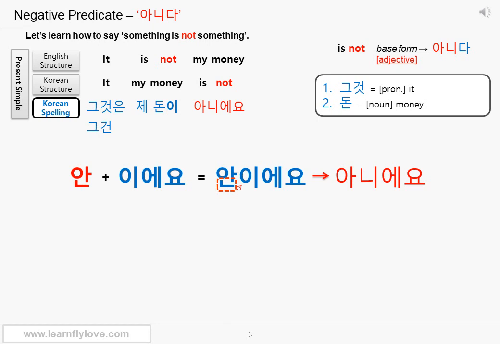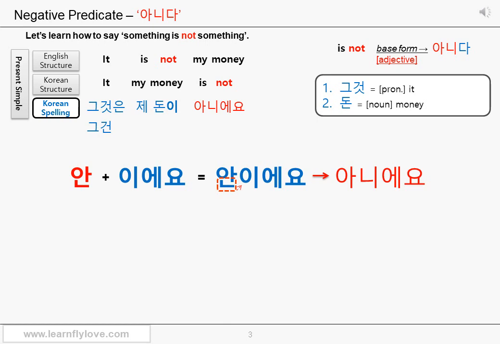It, 그것은 my money, 제 돈이 is not, 아니에요. 그것은 제 돈이 아니에요. Or 그건 제 돈이 아니에요. It is not my money. Okay? Then let's talk about the particle.